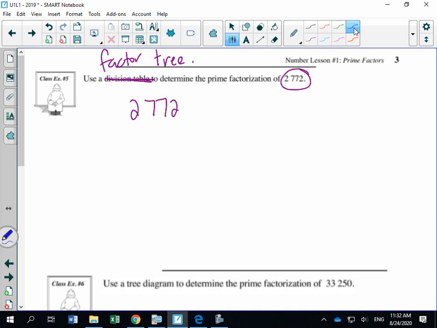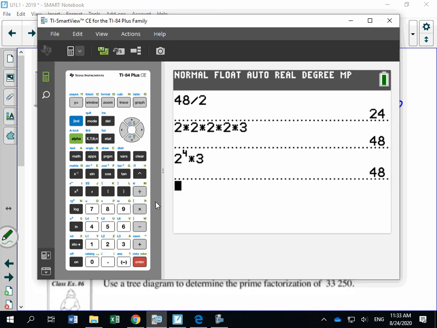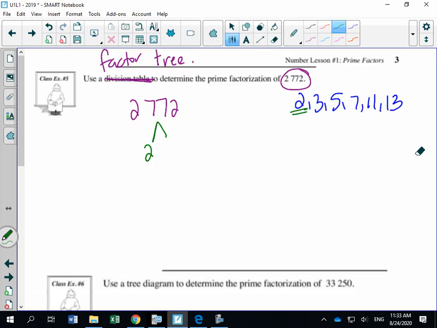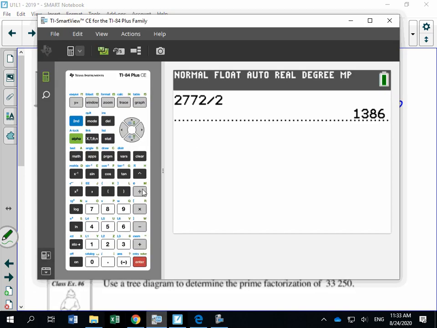2,772. Write your prime numbers off to the side: 2, 3, 5, 7, 11, 13. Take this number and you always divide it by the lowest prime, which is going to be 2. So we're going to use our calculators. Clear your calculator, type in the number 2772, divide that by 2, and we get 1386. Take 1386 now, divide that by 2, and we get 693.